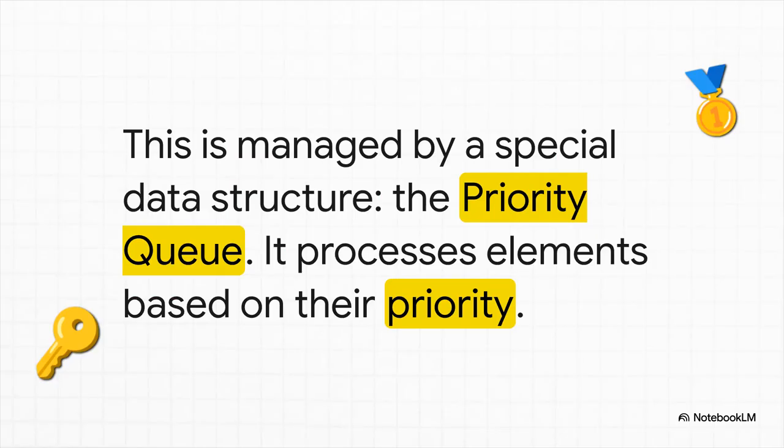And the secret weapon that makes this all work so elegantly is a special data structure called a priority queue. You can think of it like a VIP line at a club. It's not first in, first out. Instead, every item in the line has a priority. For us, that's the path cost, and the queue always serves up the item with the best priority, which in our case is the lowest cost.